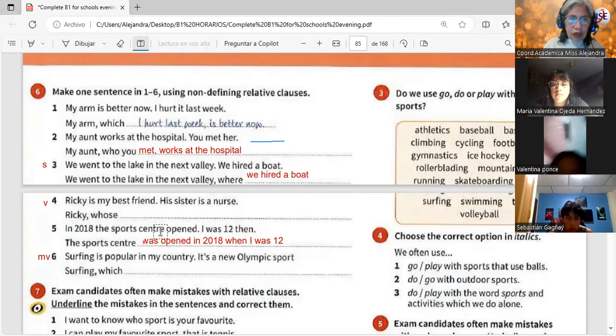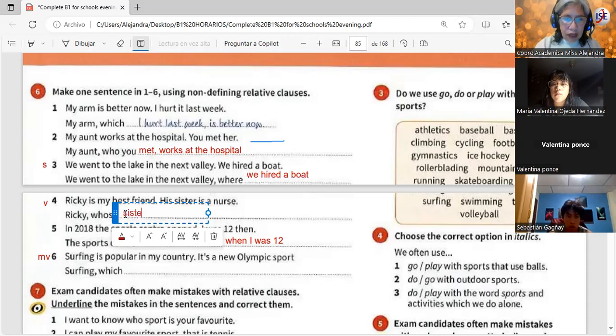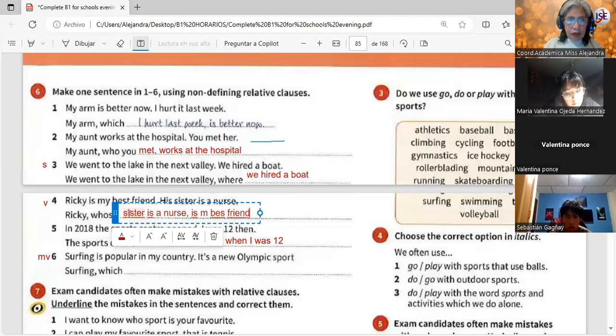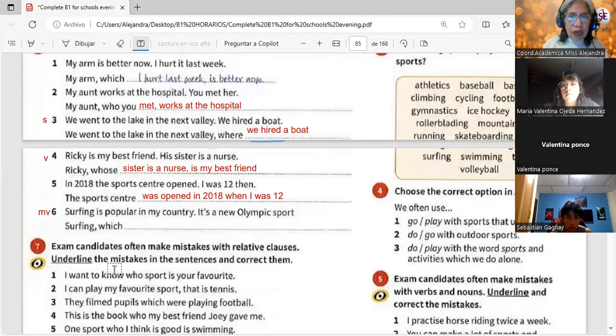Okay, Valentina, Ricky is my best friend. His sister is a nurse. Enrique, whose sister is a nurse, is my best friend. With the commas. My bestie, my best friend.